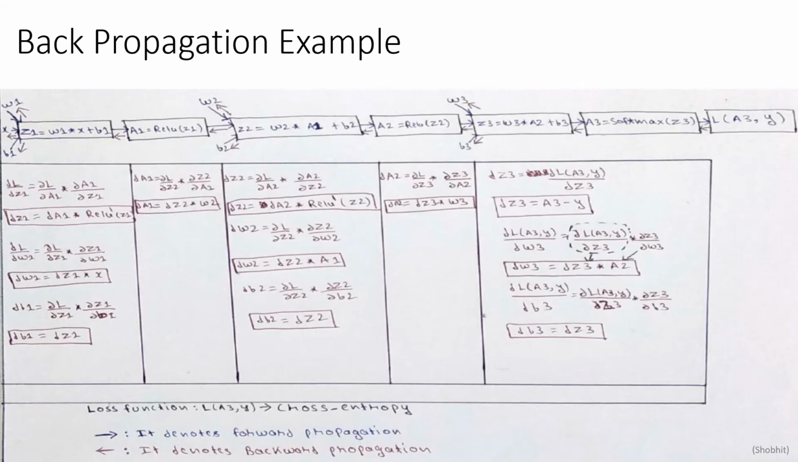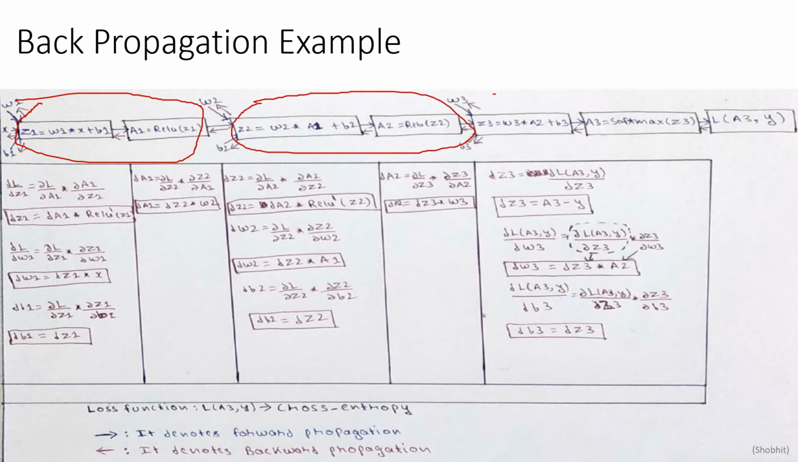Let's see a small example of backpropagation, how it is performed and how the loss can change the value of the trainable parameters. So here I'm taking a small example. This neural network has only three layers: layer 1, layer 2, and layer 3.